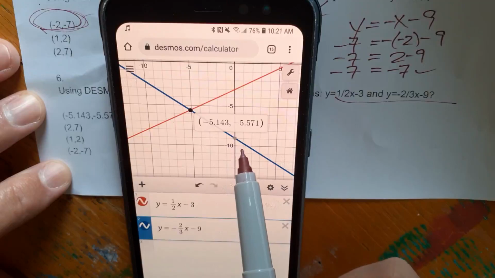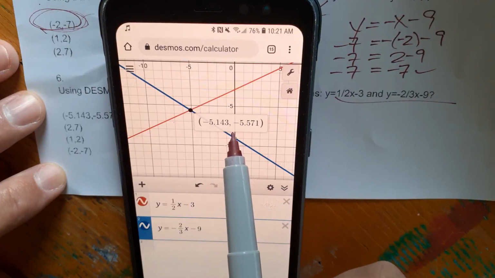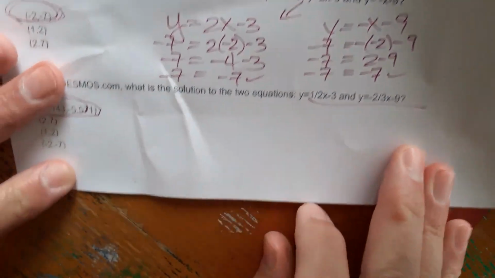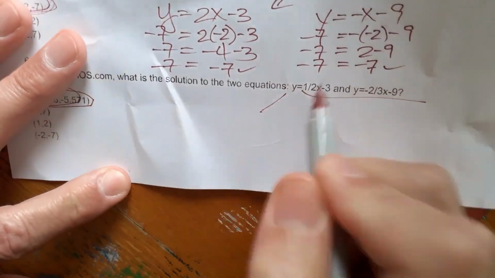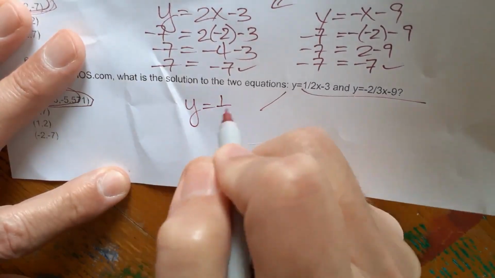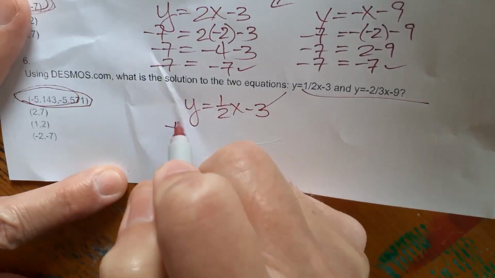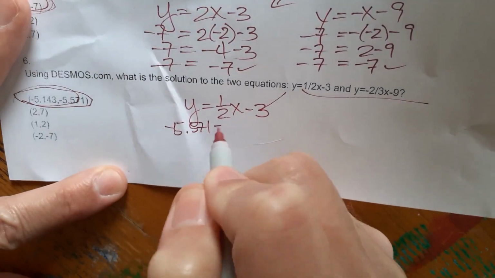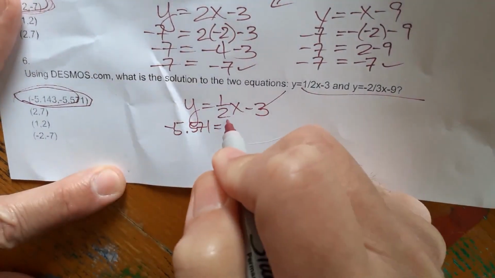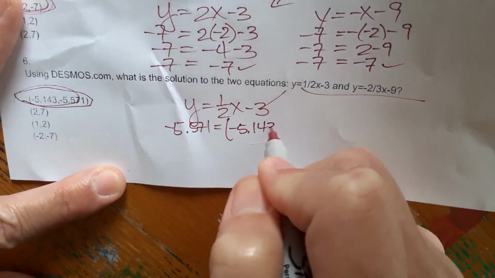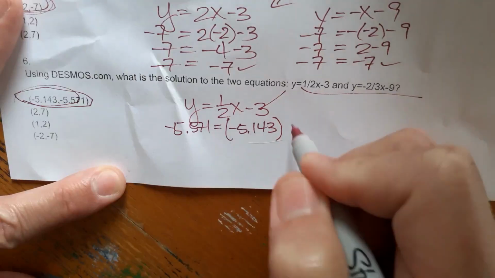So this one I don't like at all because look how messy it is. We're going to use our calculator for this, but it's this answer right here. All right, let's see if we can do it with this one. So this is a little bit different than the others. Let's go y equals 1/2 x minus 3. Okay, so y in this case is a negative 5.571 equals, and we're going to use all the decimals here, a negative 5.143, which is x, times 1/2.